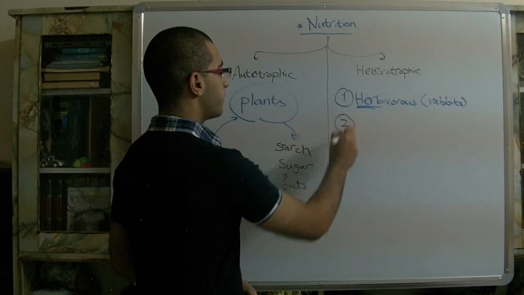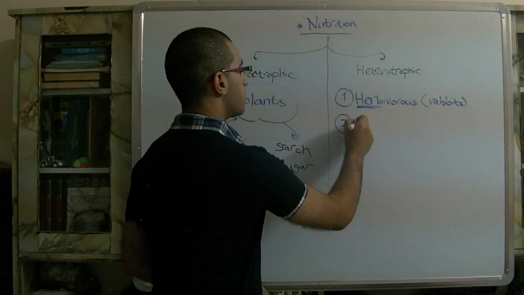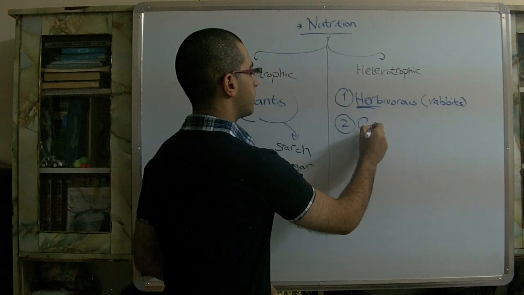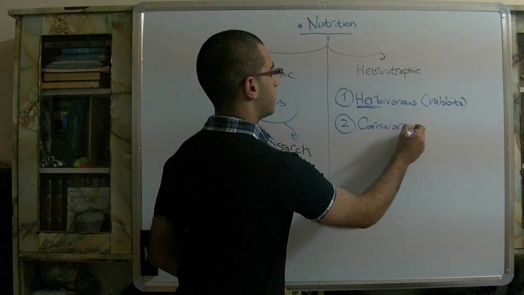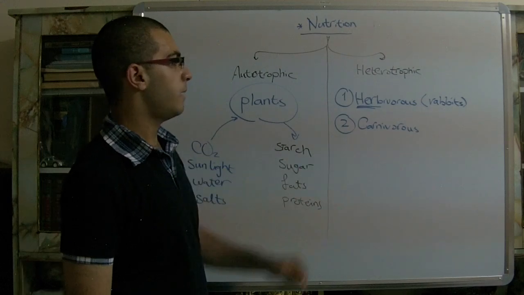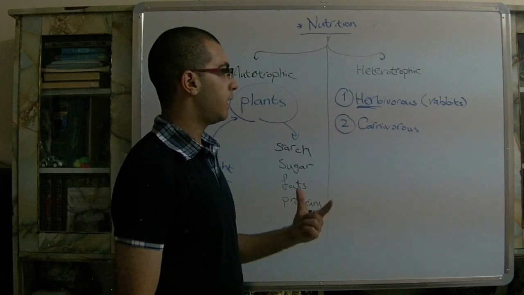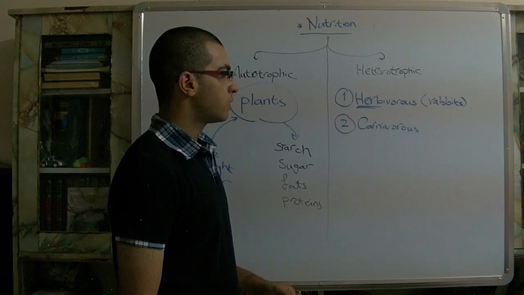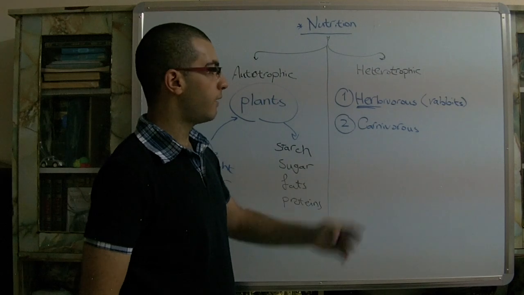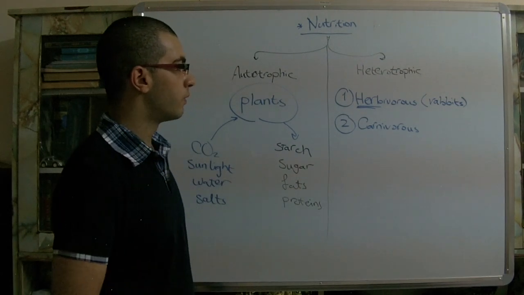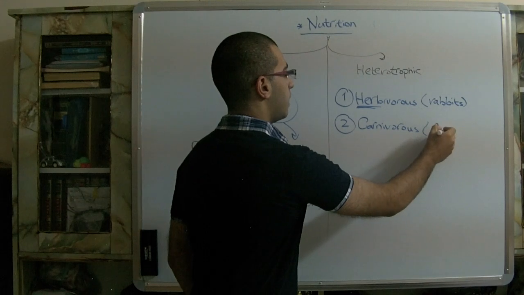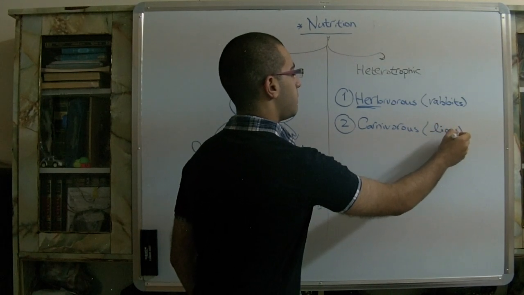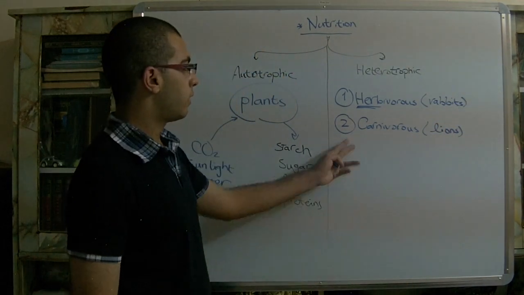The second one is called carnivorous. And this type depends on the animals and meat and flesh in order to obtain its own food, to get energy. And we get here lions for this type.